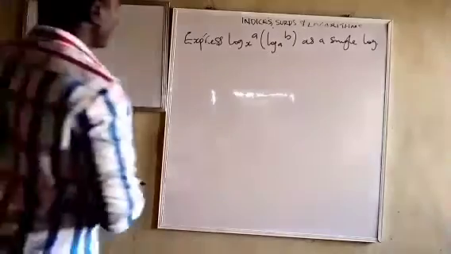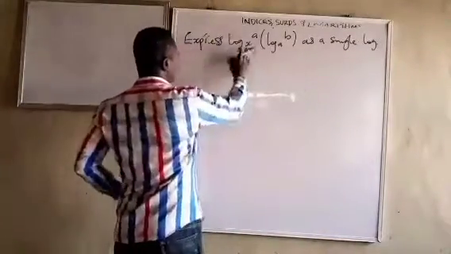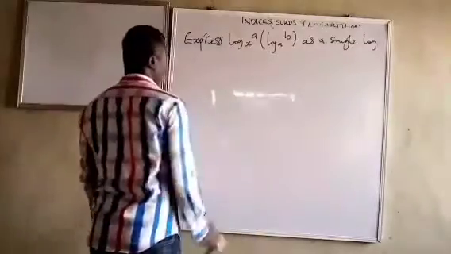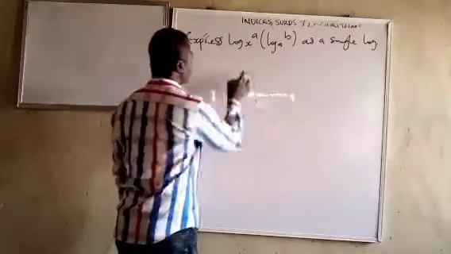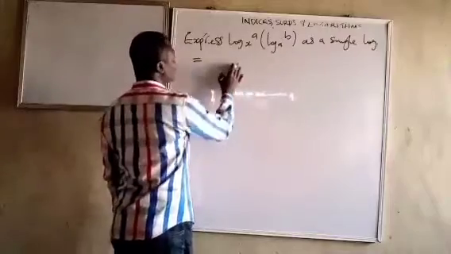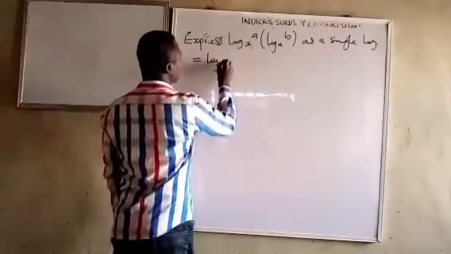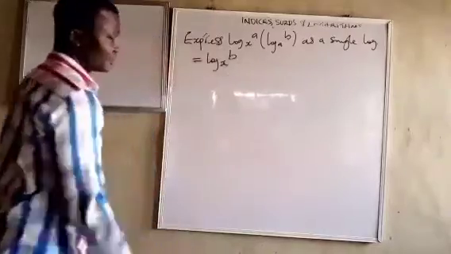Now we have this. Express log a base x and log b base a as a single log. We have done that one in the example and we have derived it. So this one is just equal to, just like products, this thing, the chain rule. It's going to be log b base x. That's the answer.